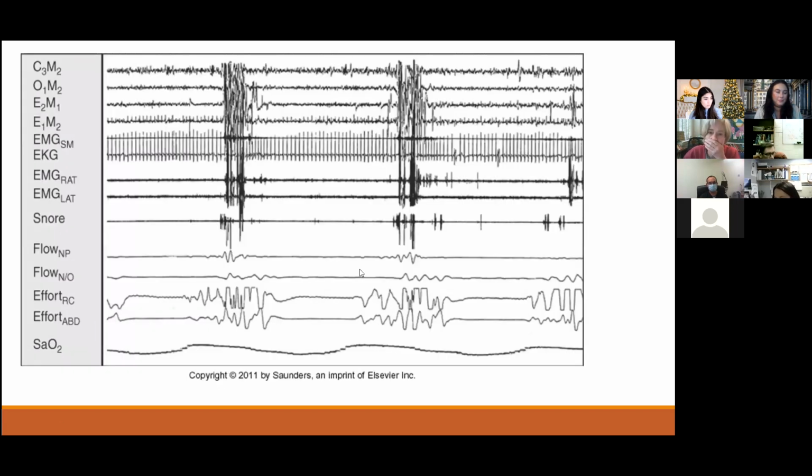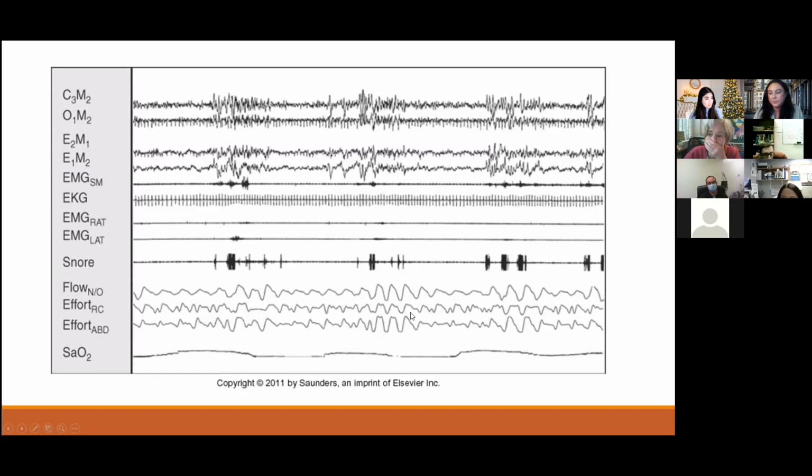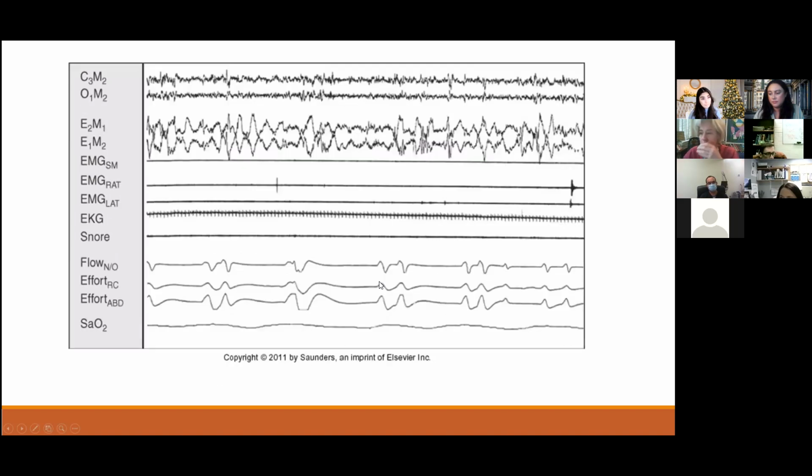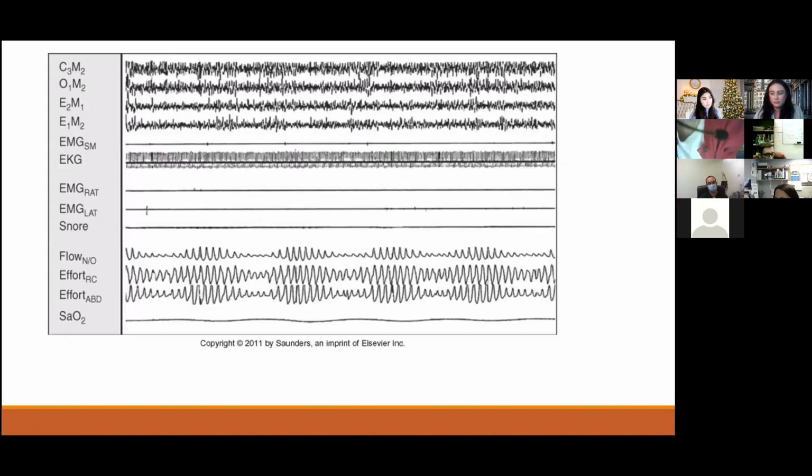Here, this is an example of a central event. So you can see there's absent respiratory effort here with the rib cage and the abdomen, and in the abdomen, it's completely flat compared to where there's ongoing respiratory effort here. And then there's complete cessation of airflow. And this is more of a periodic breathing pattern, but again, it's kind of the same.